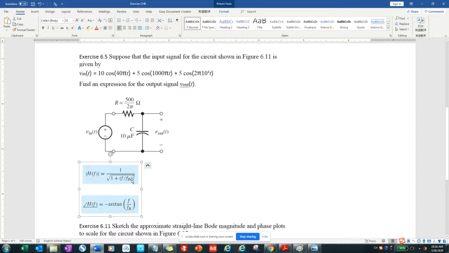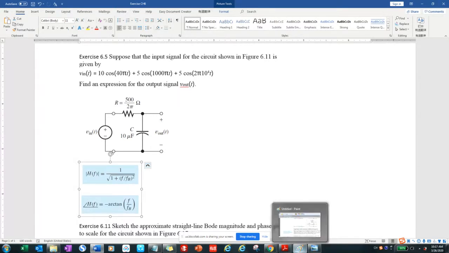First, you need to figure out what is your fB, the break frequency. After we are given the resistance and the capacitance, we know fB is 1 over 2 pi RC. So you can figure out this break frequency. Then for each component, we identify its frequency. Depending on that component, we use the magnitude formula and the phase angle formula. Then we can figure out the frequency response for that component.